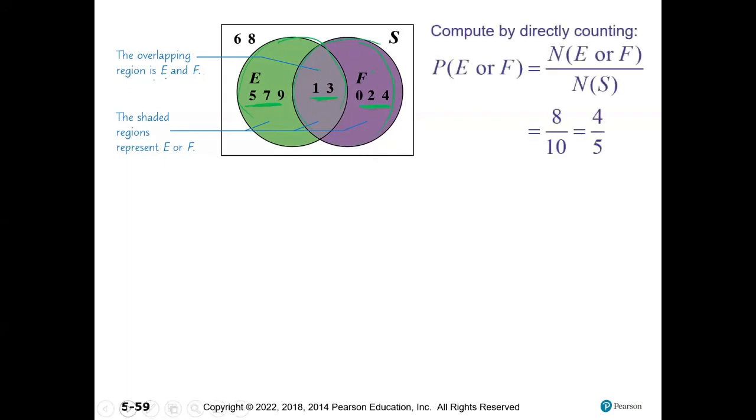So in this case, we could count 1, 2, 3, 4, 5, 6, 7, 8 numbers are within the circles out of our 10 numbers to get 4 out of 5.